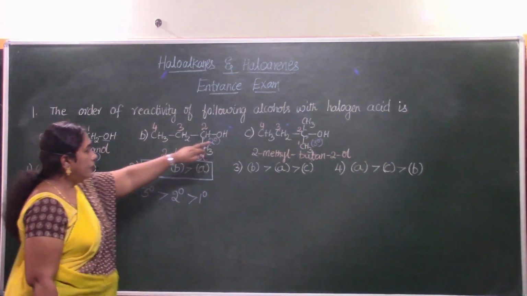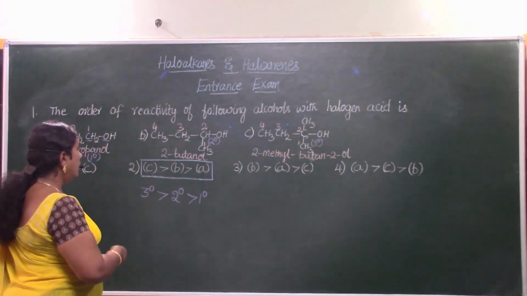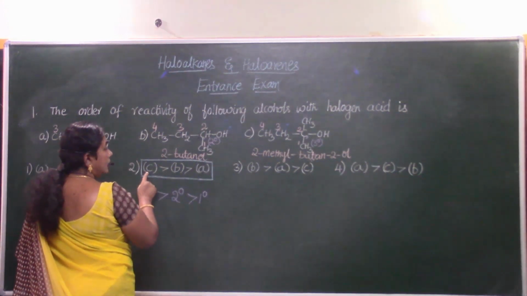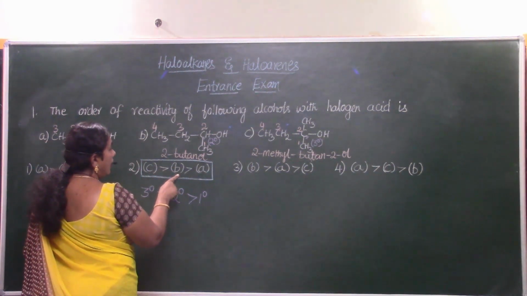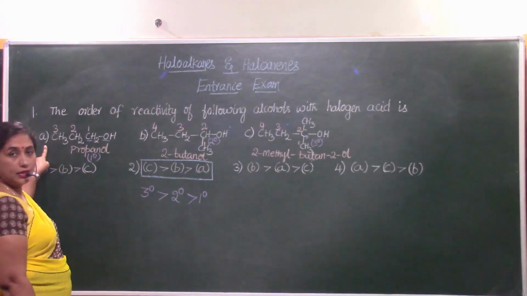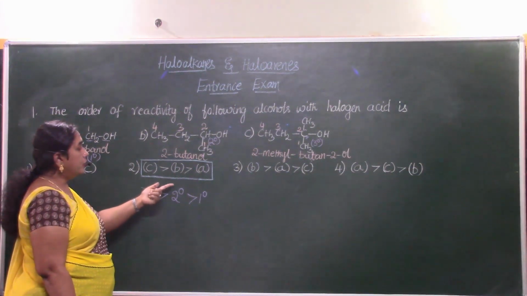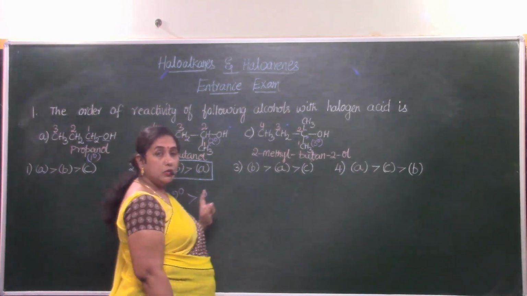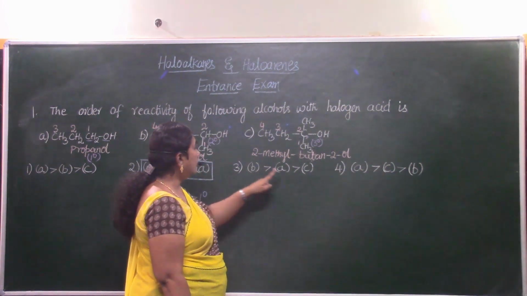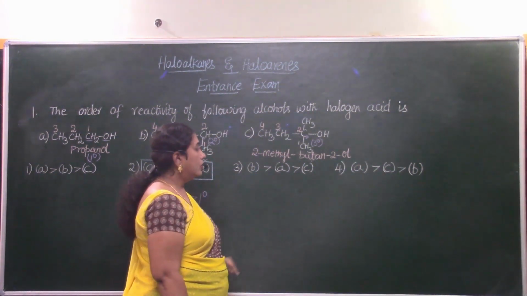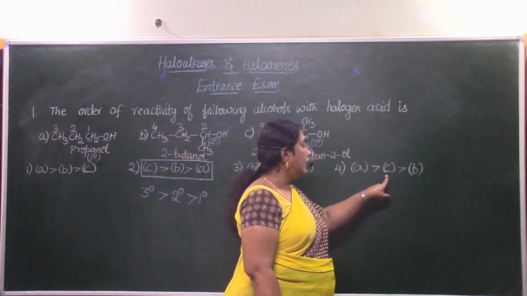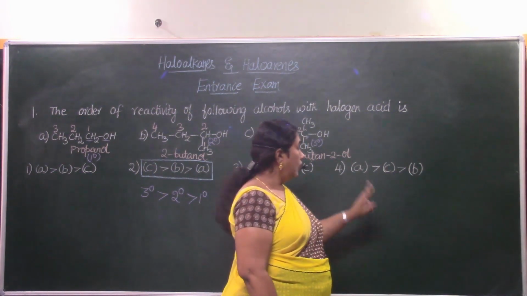Tertiary alcohol is in C, and secondary alcohol is in B. So tertiary is greatly reactive than secondary alcohol, and secondary alcohol is greatly reactive than primary alcohol, because primary alcohol is in A. So this will be the correct option that suits as per this. Now the remaining also let us see. Option 3 is having B, that is secondary greater than primary greater than tertiary. So this is not the case. Then is it primary greater than tertiary and greater than secondary? No, even this is not the option.